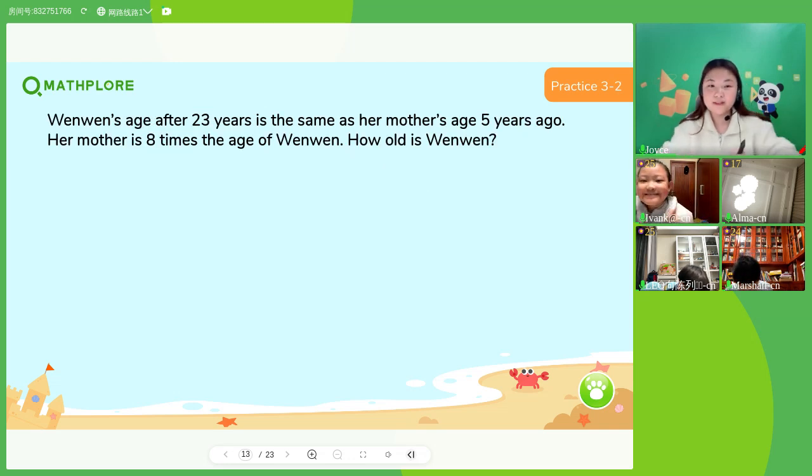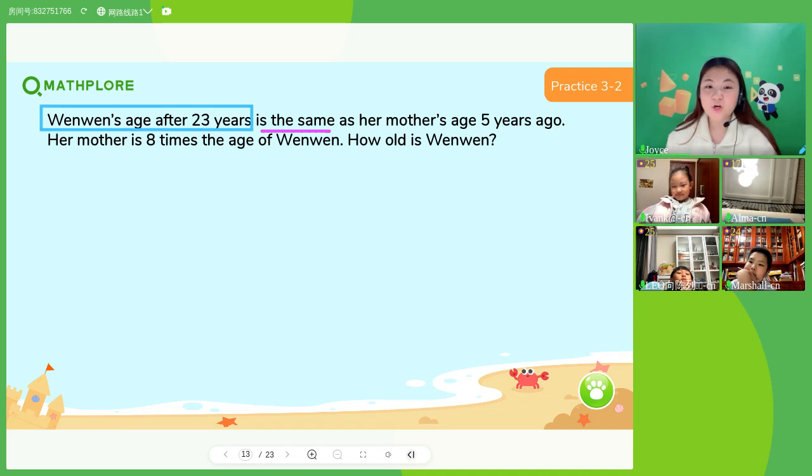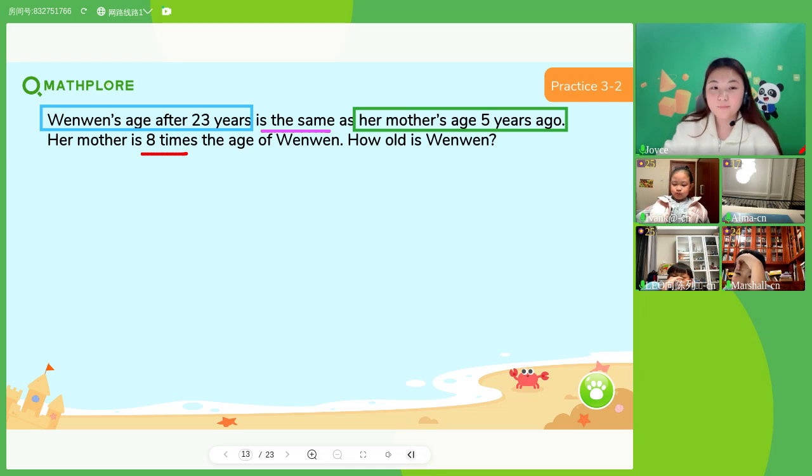So now be careful. Let's turn to the second practice. This time, we have a very special way to find out the age difference. Everybody look at the board, please. Listen. Wenwen's age after 23 years is the same as her mother's age 5 years ago, which means this time you need to focus on 2 numbers. Wenwen's age after 23 years is the same as her mother's age 5 years ago, right? And then we know her mother is 8 times the age of Wenwen. How old is Wenwen? So we must know how to draw the model according to the multiple relationship, right?